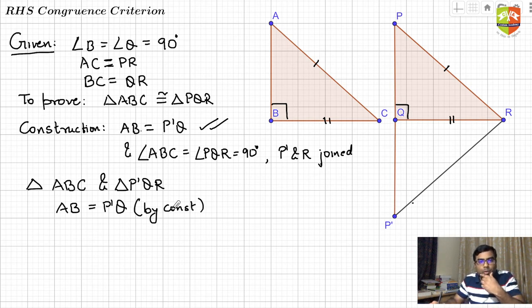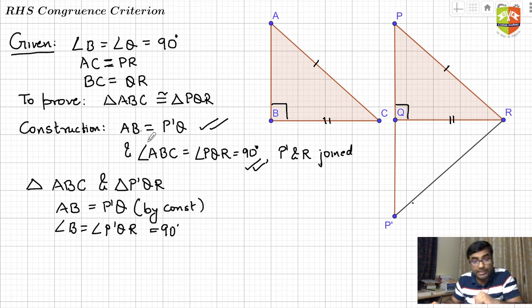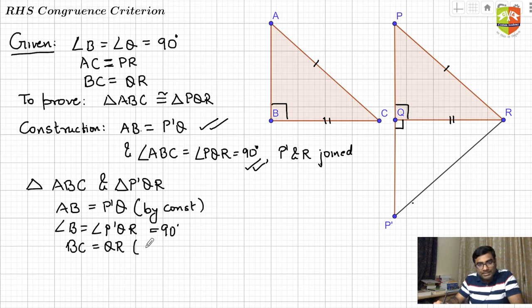Okay, now AB is equal to P dash Q by construction. What else? I can say angle B is equal to angle P dash QR. Perfect. Why? Both of them are 90 degrees. Check. ABC is equal to PQR is equal to 90 degrees, right? I don't know why I did PQ is equal to QP dash. So angle B is P dash QR. Both are 90 degrees, so it's fair enough if I made it also 90 degrees. Perfect. And what else? BC is equal to QR, given. So I don't need to do anything over here. Where is it given? Here it is given.